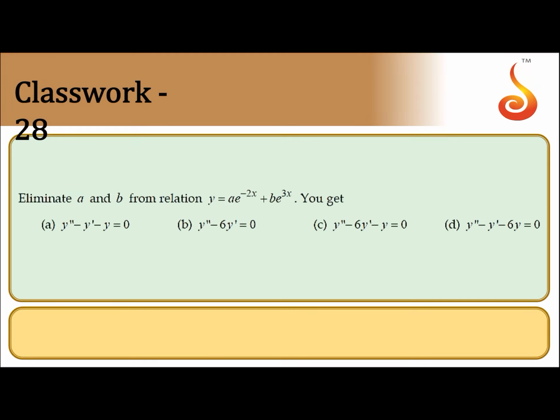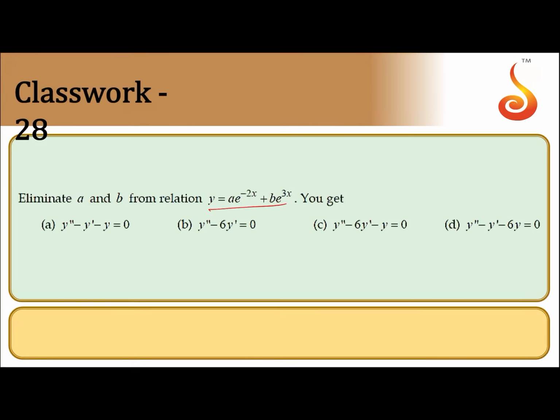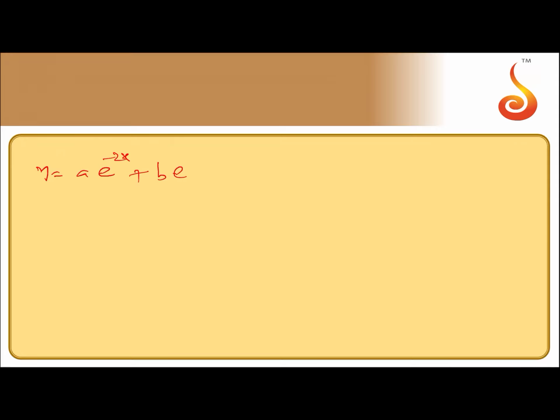Coming to the next one, eliminating a, b from this one, we have to get an equation. Of course, it is so simple. If this is the solution, we can have an equation directly. y is equal to a e power mx plus b e power nx, here e power minus 2x and e power 3x. You can write down directly the differential equation as there are two parameters. While eliminating, you get an answer like this one. y double dash minus alpha plus beta multiplied by y dash plus alpha beta into y is equal to 0, and this is alpha, this is beta.